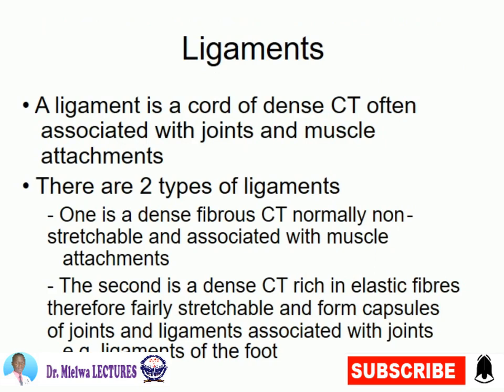Now let's move to ligaments. A ligament is the cord of dense connective tissue often associated with the joints and the muscle attachments. There are two types of ligament. One is dense fibrous connective tissue, normally non-stretchable. So this type it is made up of more connective tissues compared to the cells. And because it is made up of dense connective tissue, it can't stretch. But the second type, it is the dense connective tissue rich in elastic fiber. So presence of elastic fiber allow them to be stretchable to a certain degree. So therefore they are fairly stretchable and form capsules of joint and ligaments associated with joints, such as ligaments of the foot.